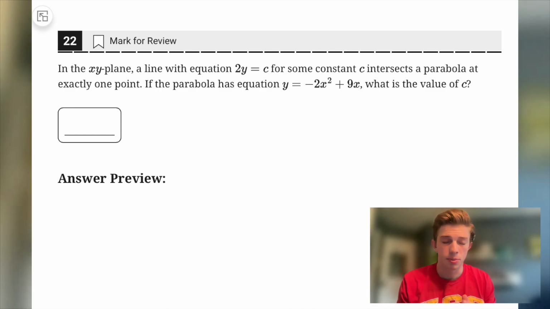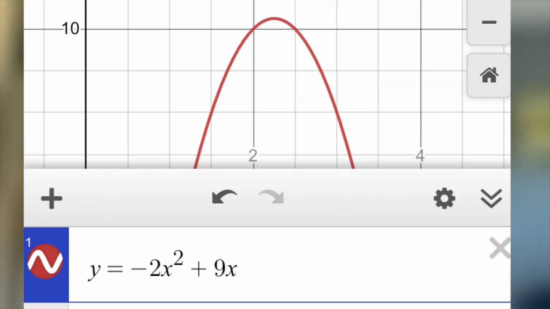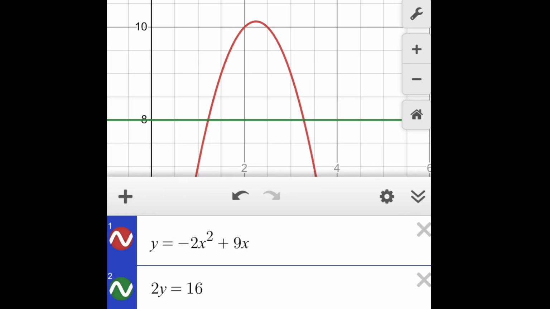Now, this might seem daunting to do at first if you don't know the underlying math at play. But the strategy to use to approach a problem like this is to utilize the tools that are given to you, in particular, the calculator. Here, what we can do with the calculator is actually graph the first equation to get a sense of what it looks like on the graph. And then we can substitute a value in for c to see what that looks like. So here we have 2y equals 16, and we see that this intersects at 2 points.